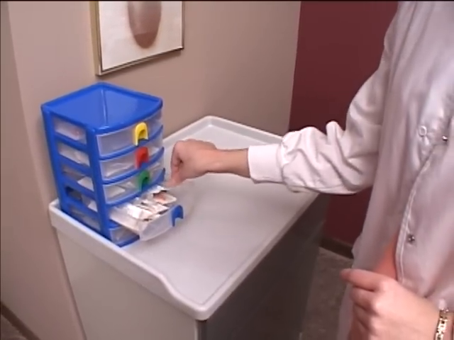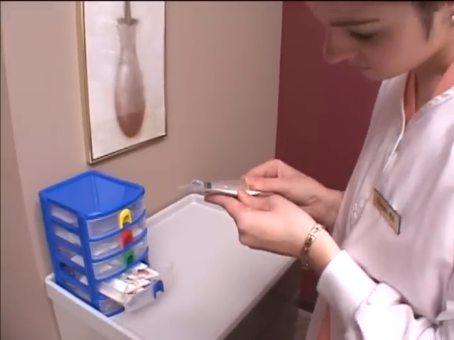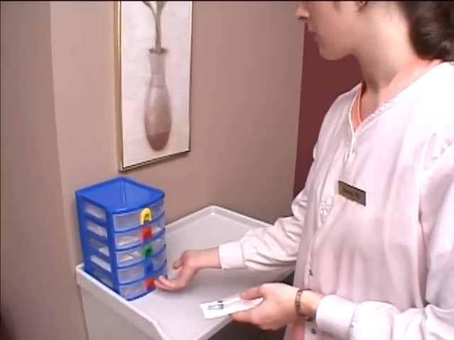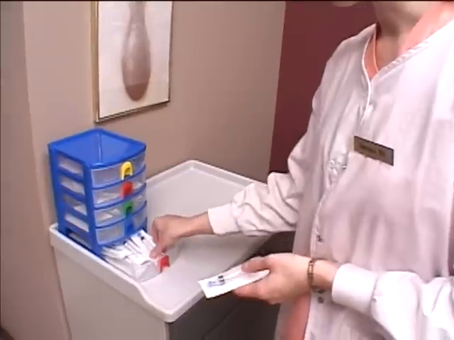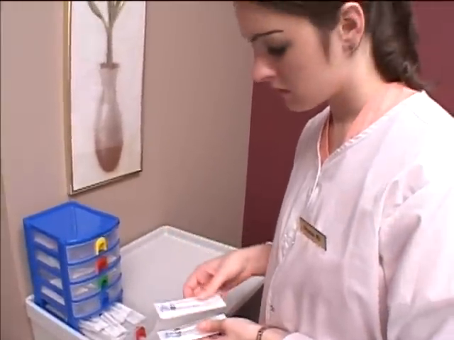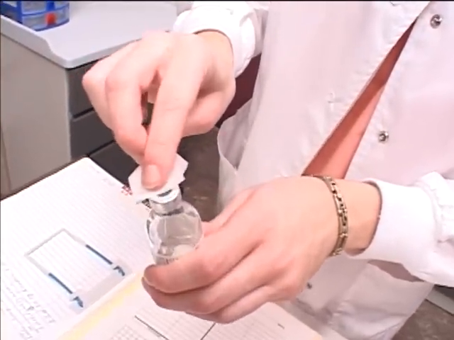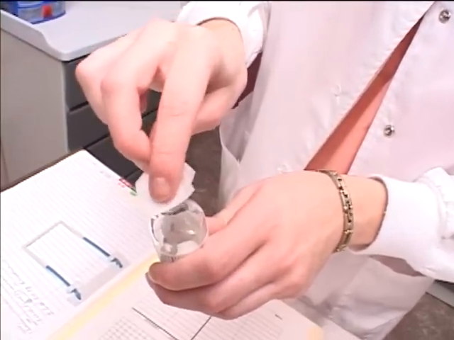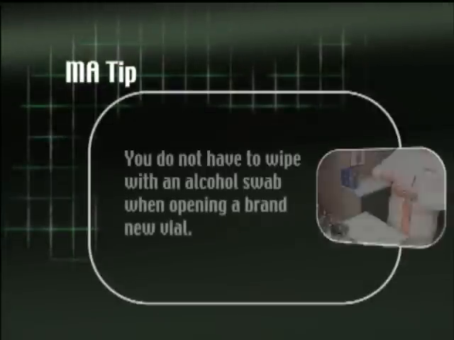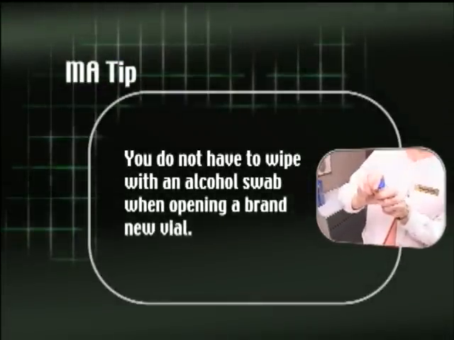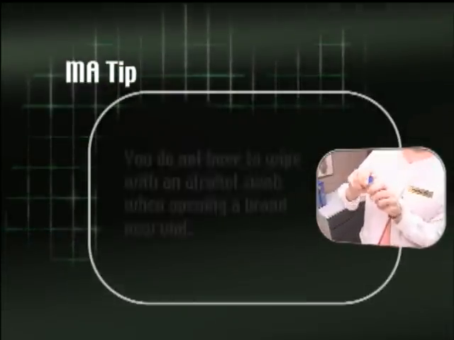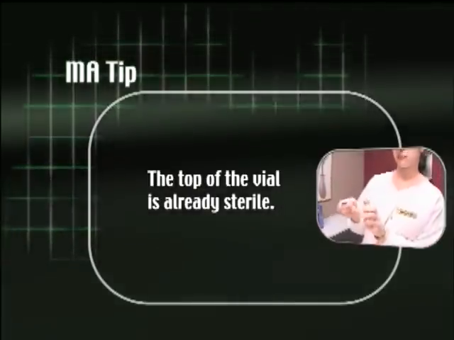Determine the route the medication will be delivered to ascertain what size syringe and needle will be needed. Remember, you will need a separate syringe to draw up the diluent and to draw up the mixed medication. Swab the top of each vial with alcohol. MA tip: you do not have to wipe with an alcohol swab when opening a brand new vial. The top of the vial is already sterile.